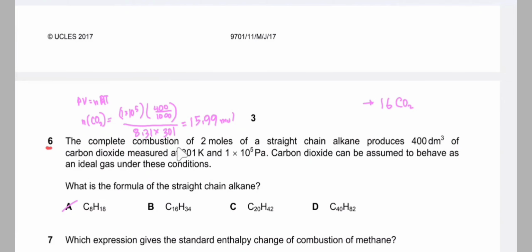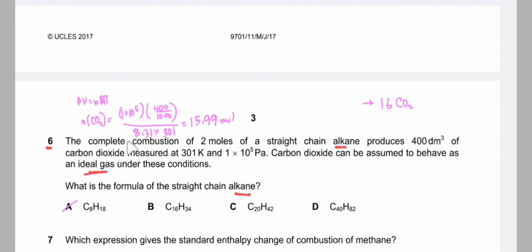Number 6. The complete combustion of 2 mole of straight chain alkane produces 400 dm cube of carbon dioxide measured at 301 Kelvin and 110 Pascal. Carbon dioxide can be assumed to behave as an ideal gas. Under these conditions, what is the formula of the straight chain alkane? So we need to find the formula of this alkane.